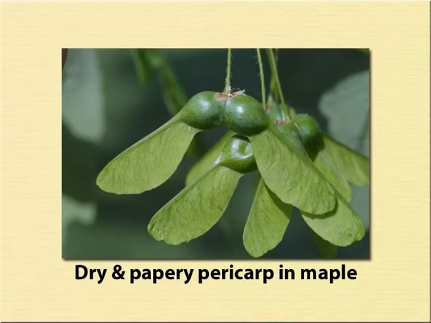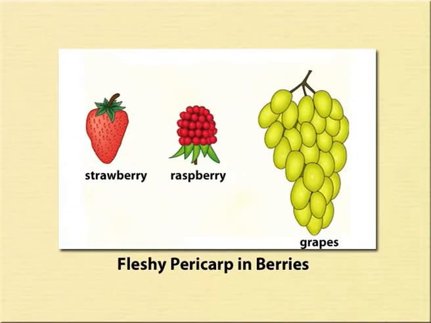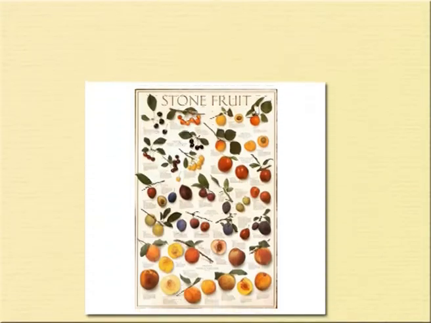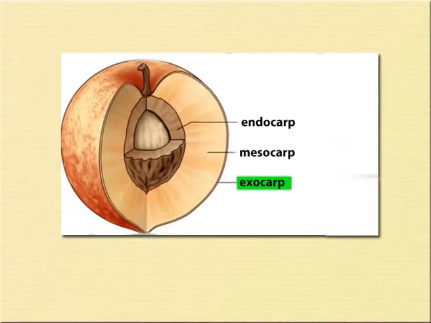The pericarp can be dry and papery, as in maple, or it can be woody, as in nuts, or even it can be fleshy, as in berries and stone fruits. The pericarp of some fruits is further differentiated into specialized layers called exocarp, that is fruit skin, mesocarp, that is fruit flesh, and endocarp, that is inner cell layers.